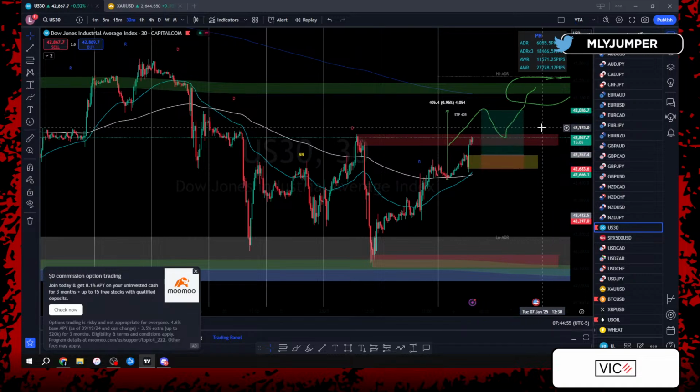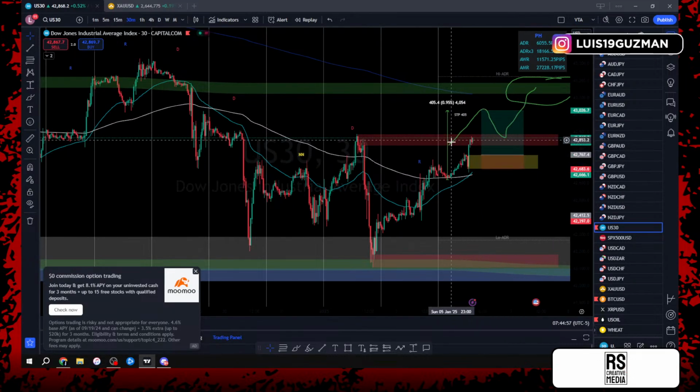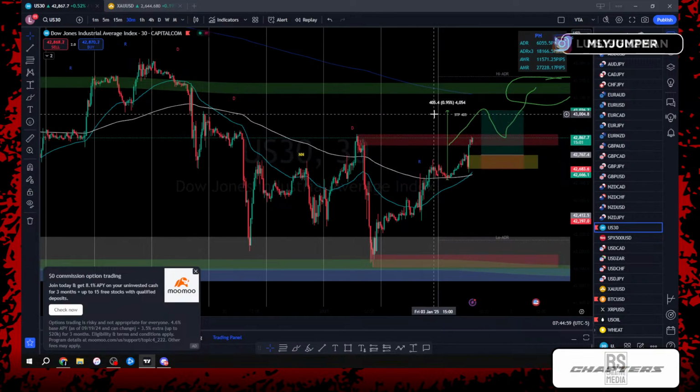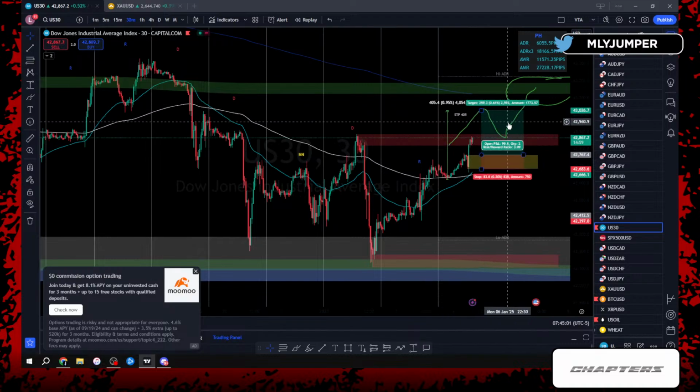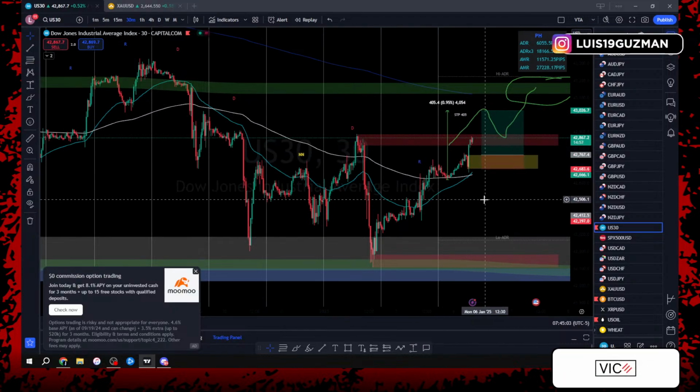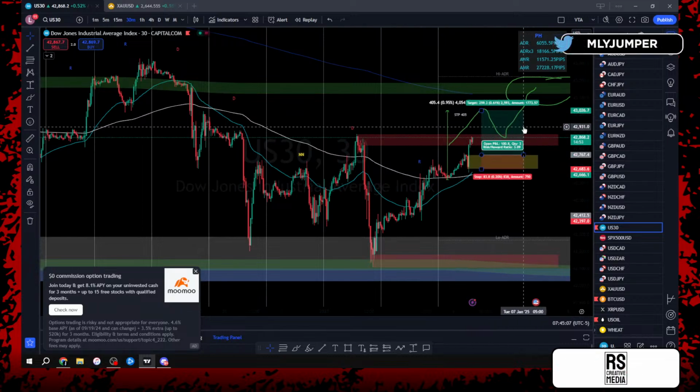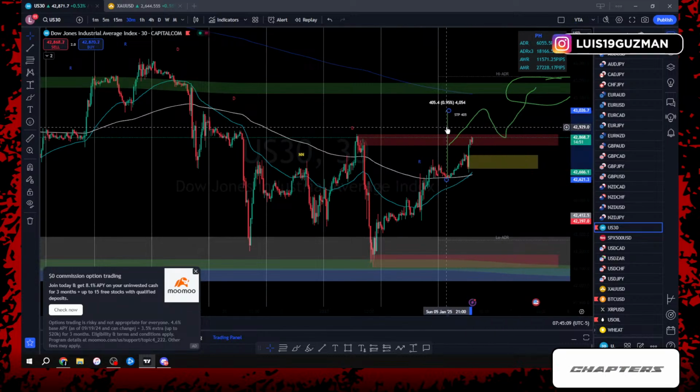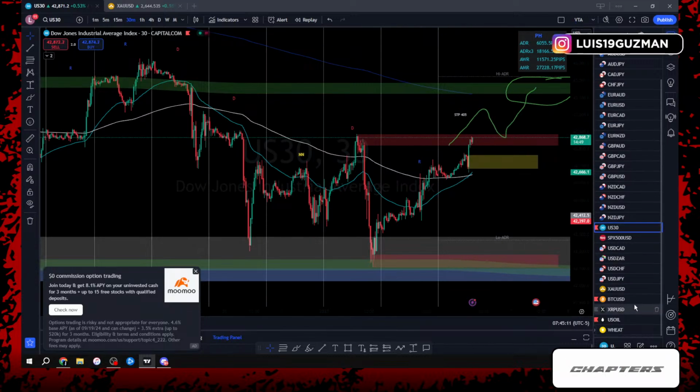So that's how I use the STP in order to look for where I'm gonna put my take profits, know how much price is gonna move. That's pretty much the example and the explanation. Let me know if that makes sense.